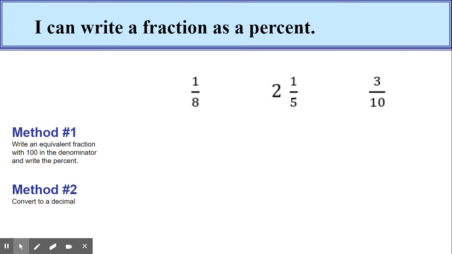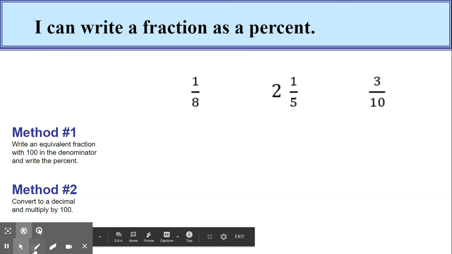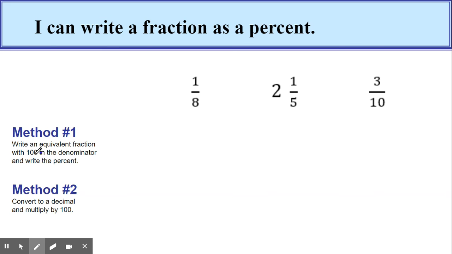Method two means that you could convert to a decimal and then multiply by 100. I wanted to let you know that in these strategies, sometimes one method works all the time. Sometimes one method can only work for some situations. So we'll talk about that. Okay, let's go ahead and start this first one. We're going to write an equivalent fraction with the denominator of 100.